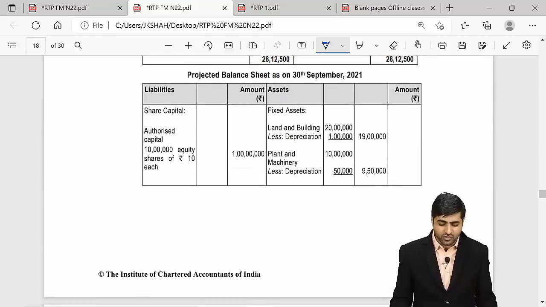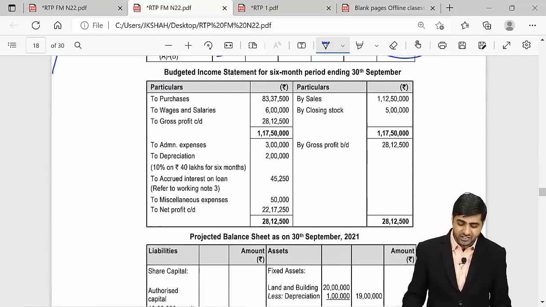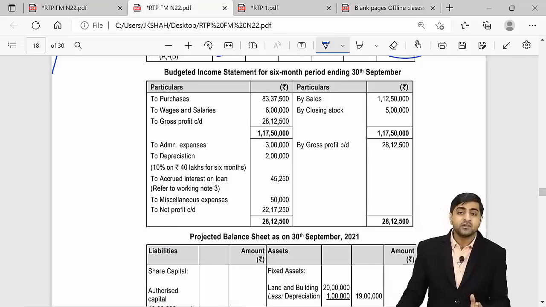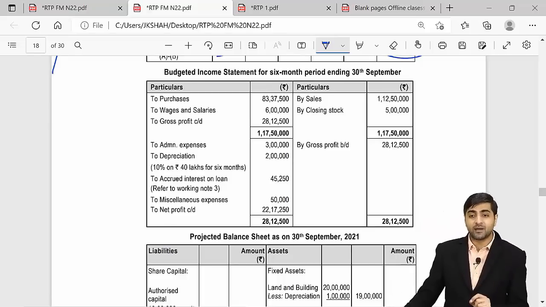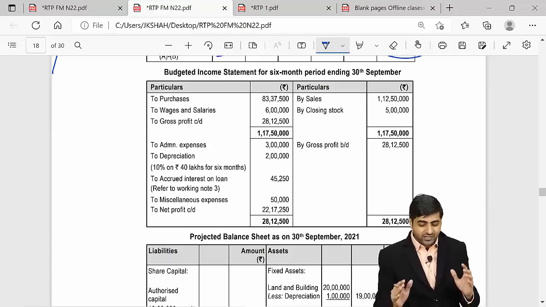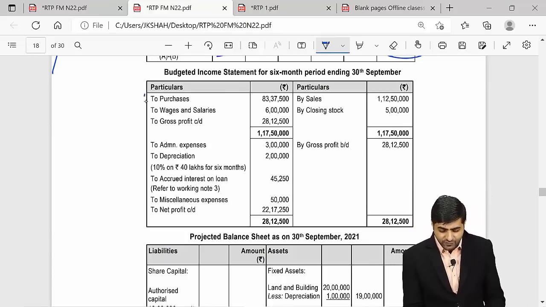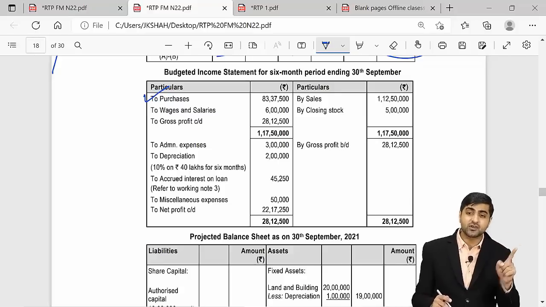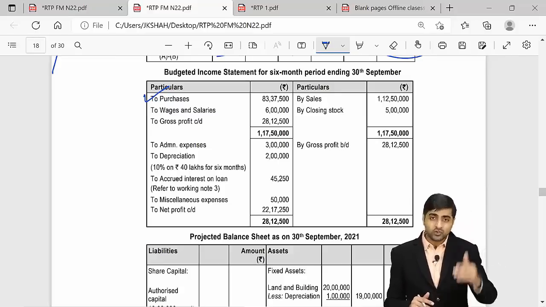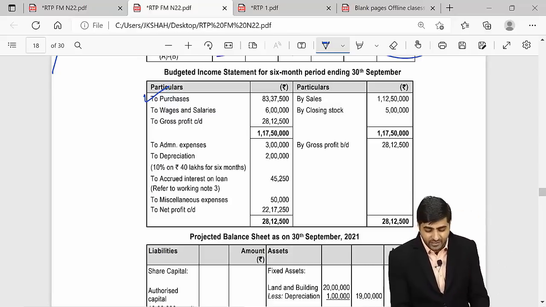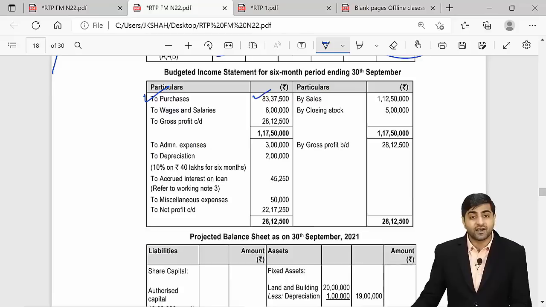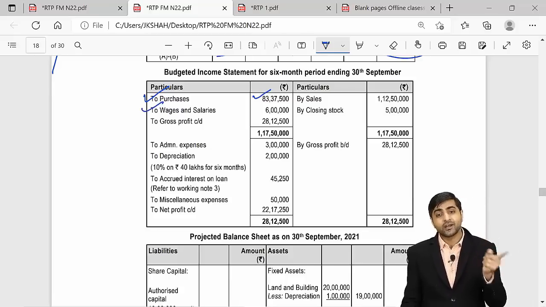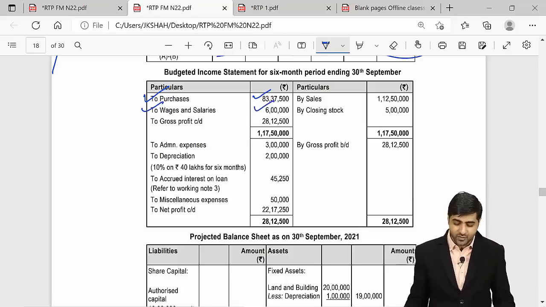Now let us focus on your income statement and your balance sheet. Now you can see the format here. You have to prepare this in your T format only, even your income statement and also your balance sheet. So now which all things are going to come here? We have purchases. From where will you get the purchases? Whatever purchases you have calculated in the working note, you just add all the purchases, and you will get 83,37,500. Wages, every month it is 1 lakh rupees, so into 6, that will give you 6 lakh rupees wages.